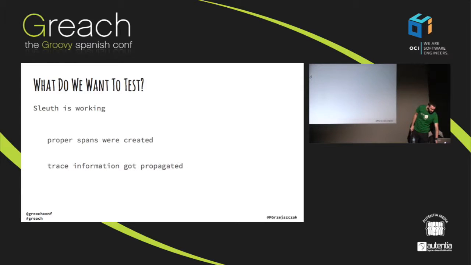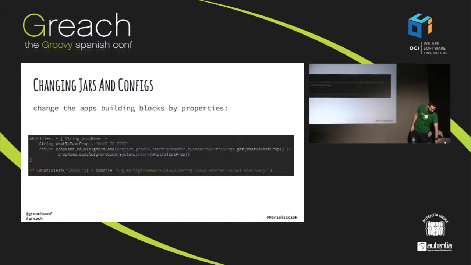Now, what did we want to test? That Sleuth is working and proper spans were created and transfer information got propagated. That's obvious. And now off to the Gradle meat, so to say. Can you see that properly? Yes? Okay, so the most important thing was that I wanted at runtime to choose what I want to test. So if I create a jar with an application, I wanted to choose if it's going to contain the Consul or Eureka or anything else. So here you have a what to test closure that gets like a property name.